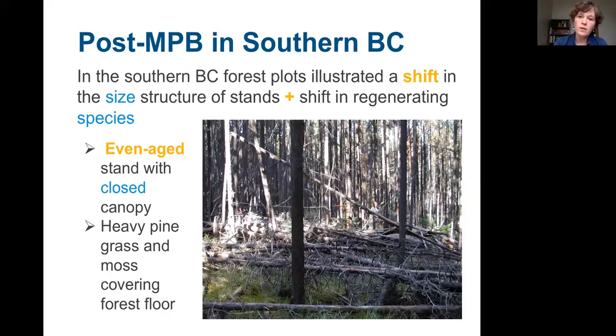And unlike the central interior, where the canopies are much more open and we have these bare exposed soils, here we see a lot of pine grass and moss covering the forest floor. And this is important.